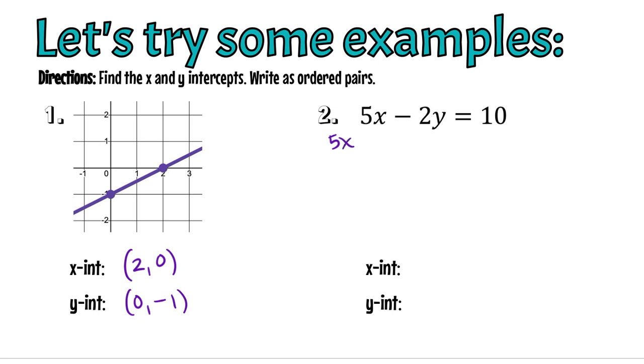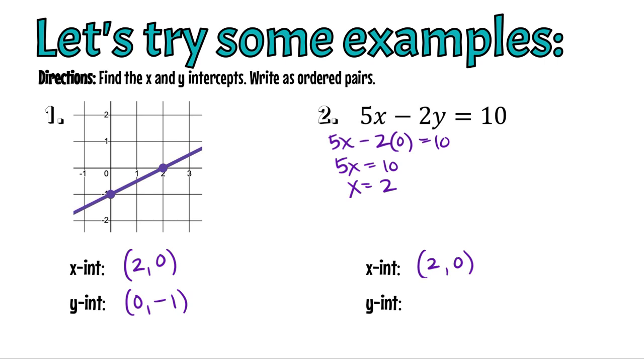So we have 5x minus 2 times 0 equals 10. 2 times 0 is just 0, so we get 5x equals 10, so x equals 2. So the x-intercept is the point 2, 0.